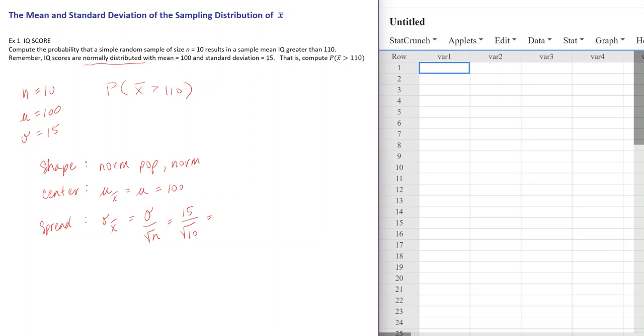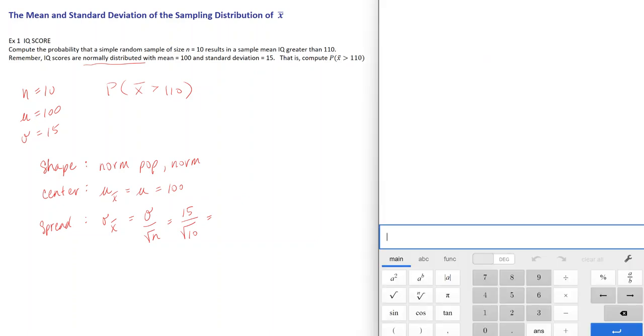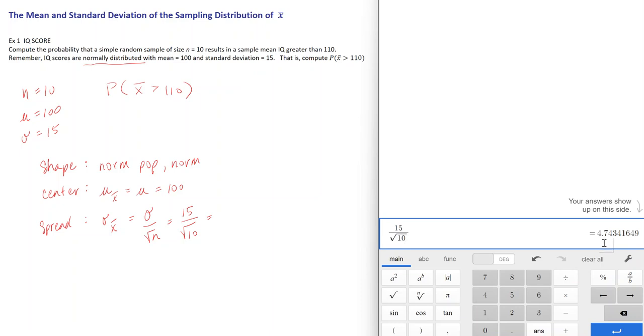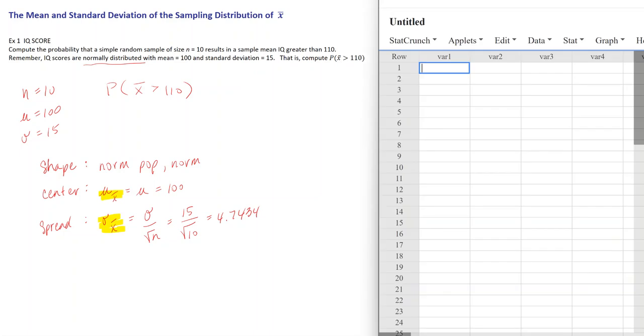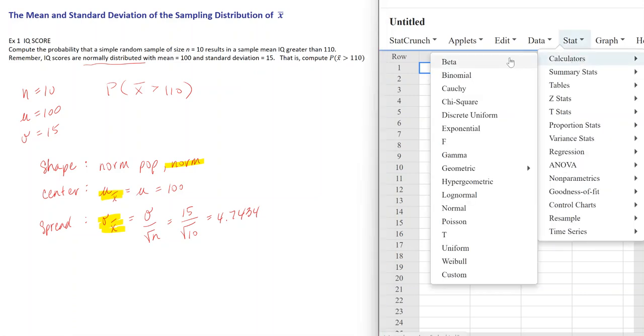And I can calculate that out. I'm going to use my Desmos graphing calculator over here. So I have 15 divided by the square root of 10, and you can see that that's going to be 4.7434. So for my purposes here, I have information for the mean and the standard deviation that I'm going to put in the normal calculator. So if I go to StatCrunch, since we're looking at a normal distribution, I can use the normal calculator. So calculators, normal.